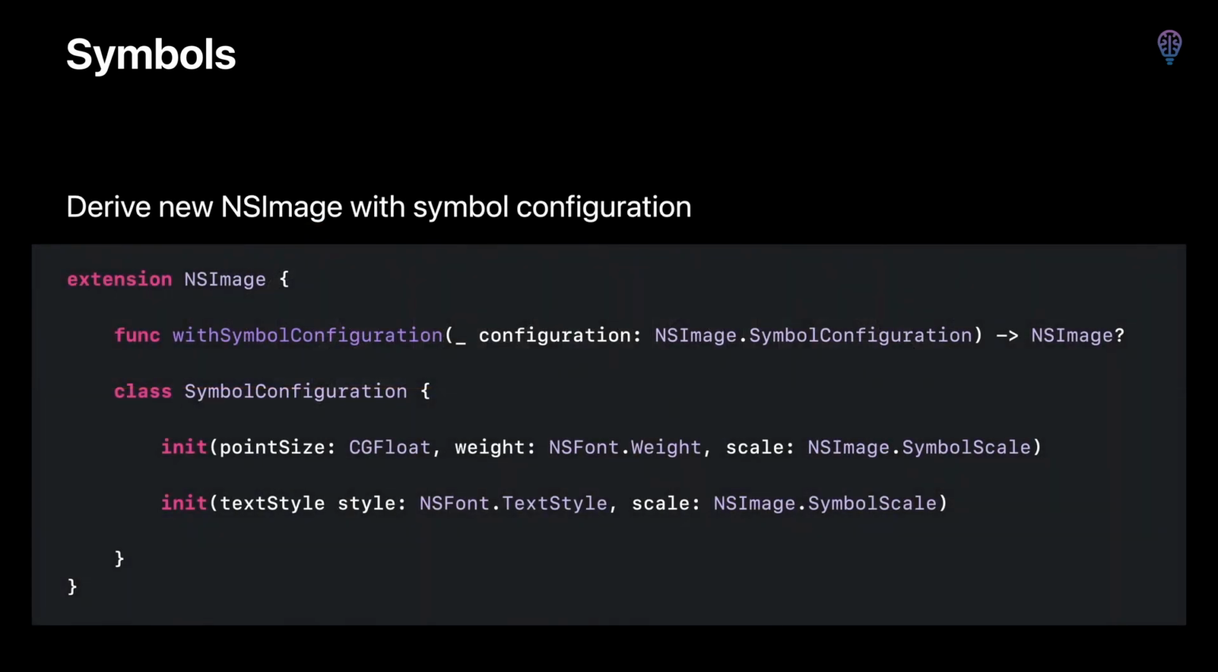Symbol images typically resolve their size, weight, and scale from the context that they're placed in. So, for example, a symbol image in a button always matches the font of the button. However, if you need to manually specialize some aspect of your symbol image, you can use the new with symbol configuration method to create a new NSImage that embeds the relevant configuration. You can create a symbol configuration using a size, weight, and scale, or you can reference one of our newly introduced text styles.